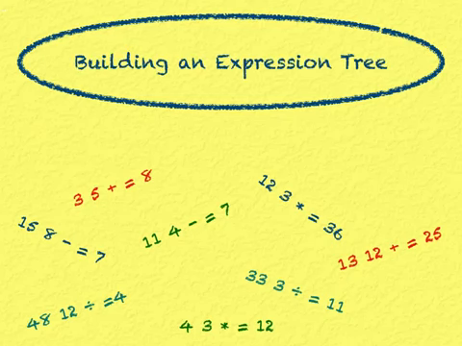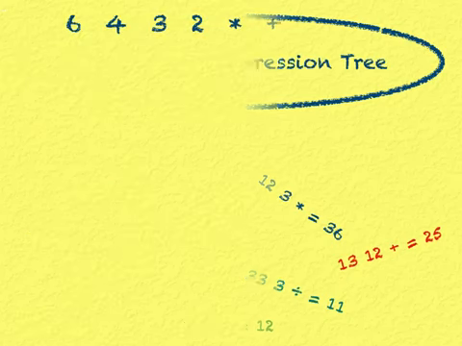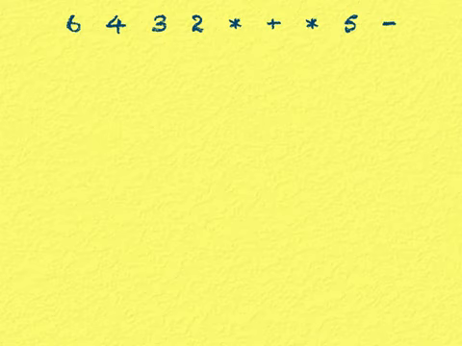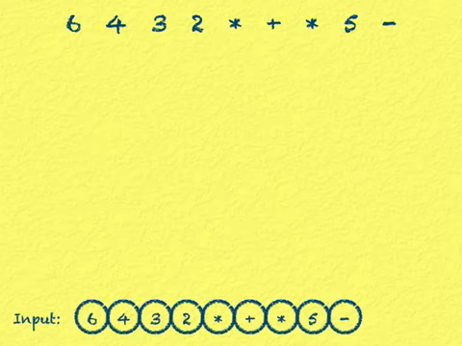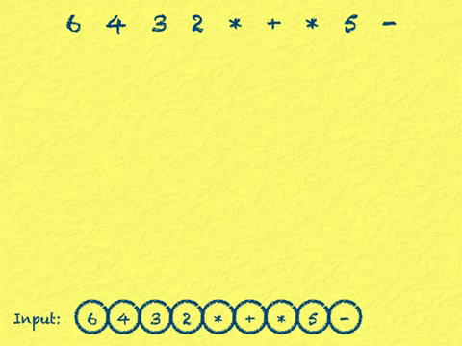Building an expression tree. So here's the postfix expression. The first step is to create an input queue of nodes storing the values of that expression in the order in which they appear in the expression.